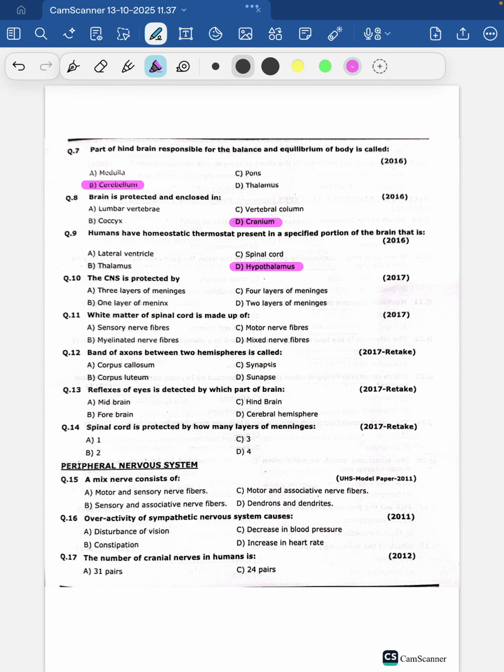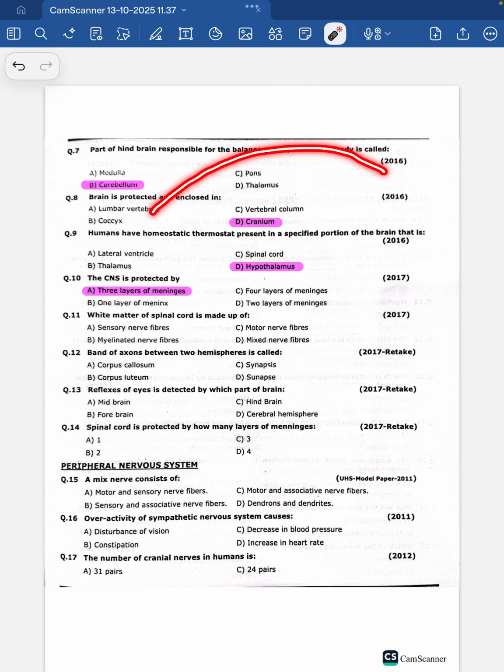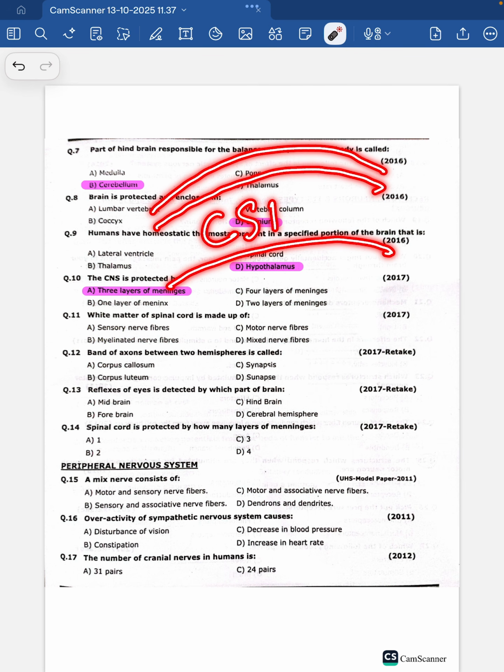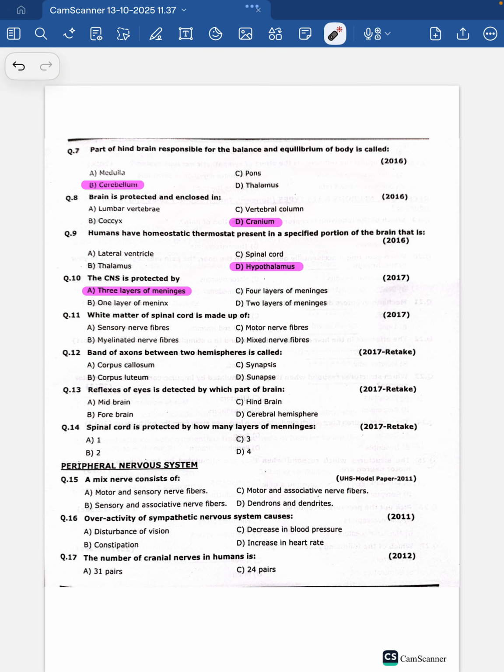Question number 10, the CNS is protected by CNS and spinal cord both are protected by three layers of meninges. You know very well the outermost layer is dura mater, the middle layer is arachnoid matter, and inner layer is pia mater. And between the arachnoid matter and pia matter, CSF, cerebrospinal fluid, is present. Let's pause. Here is the outermost layer, that is dura mater. Here is the middle layer, that is arachnoid matter, and here is the pia mater. So between the middle and inner layer, the arachnoid and pia mater, CSF, cerebrospinal fluid, is present. Okay.